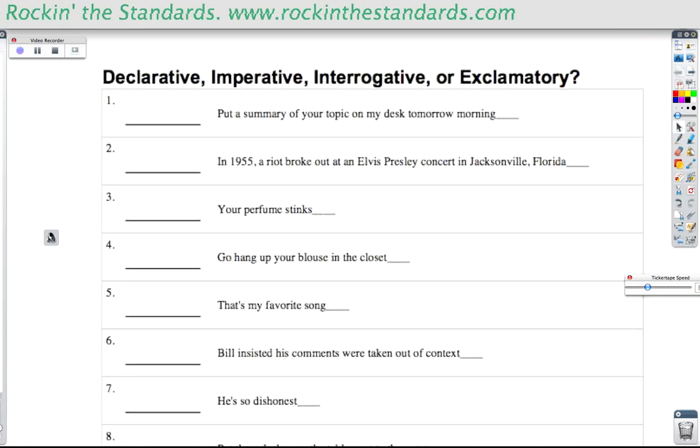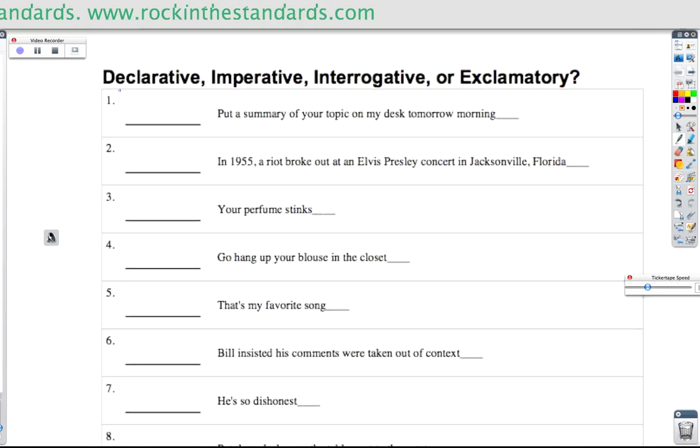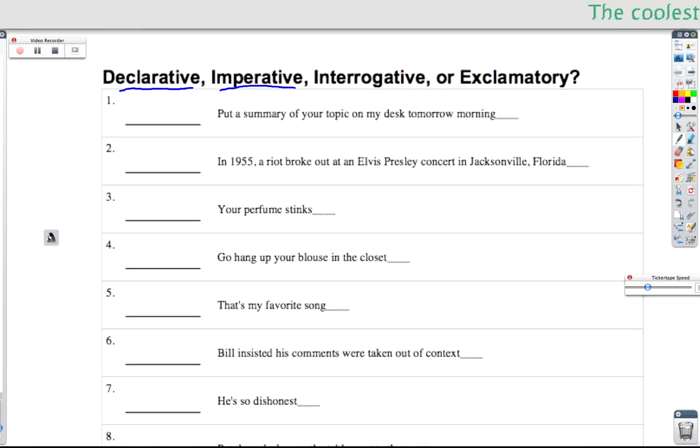So let's start. First of all, just the definition of each. A declarative sentence is a statement. It just tells you something plain and simple, like it says in the song. An imperative sentence is a command. It's when you're telling someone to do something. Even if you say it nicely, it's still considered to be an imperative. Next, we have an interrogative. An interrogative sentence is a question, ends with a question mark.